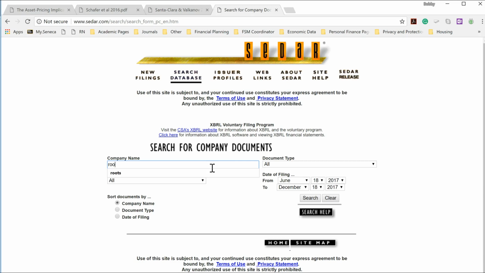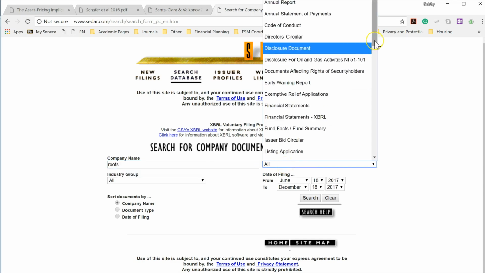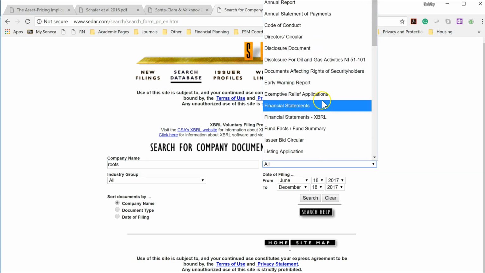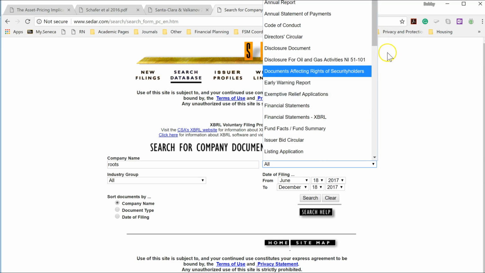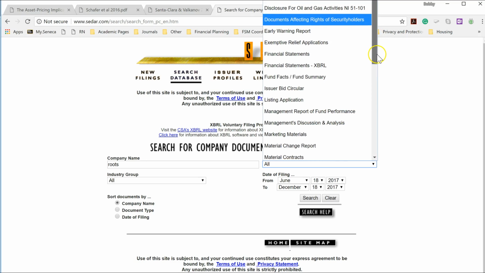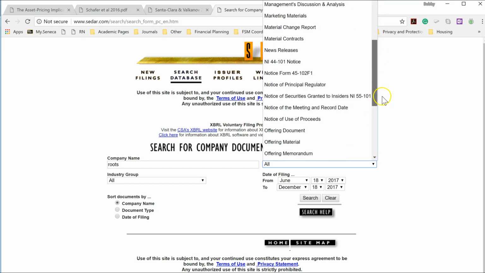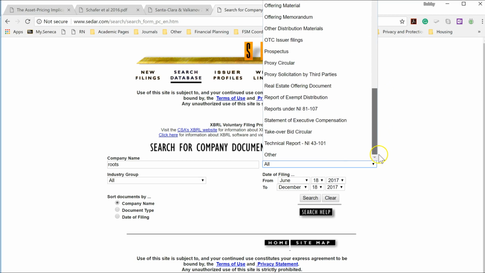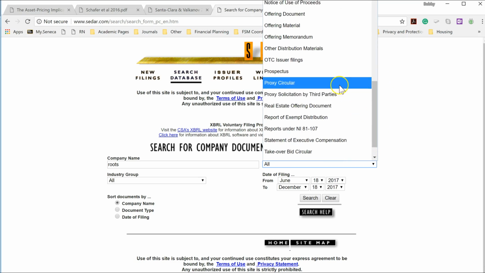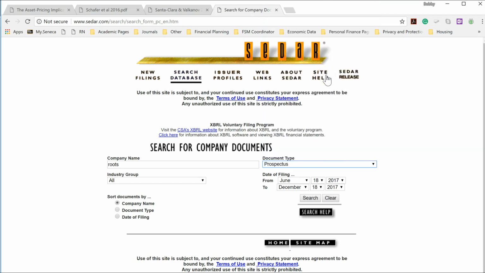A popular IPO that happened here in Canada in recent months is Roots. Okay, the clothing company, and here you can see all the different reports that we can look at and get: annual reports, financial statements, issuer bids, other news releases, etc. Lots of different reports within there. But here we just want to look at the prospectus because that's what we're focused on in this discussion. So we have Roots, we have the prospectus, and here the filing dates, we can change that.